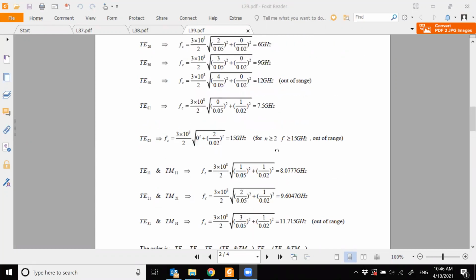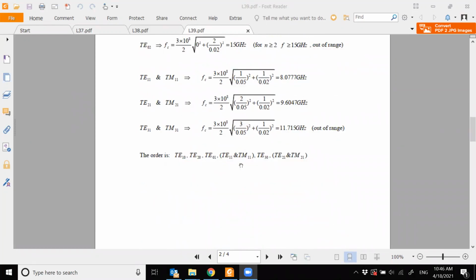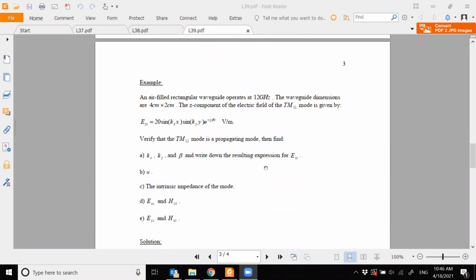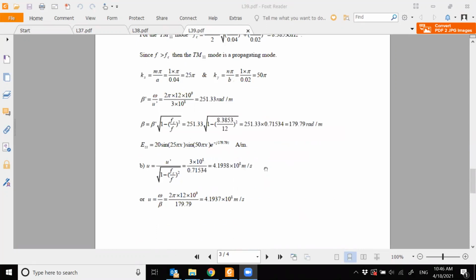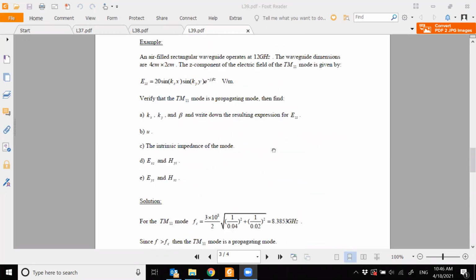So this is the example. Now you have this last question, and the last question is an example of a TM mode. It says that our operating frequency f is 12 gigahertz. It is air filled. The waveguide dimensions are 4 centimeters and 2 centimeters, and the Z component of the electric field of the TM11 mode. So we are talking about the TM mode.